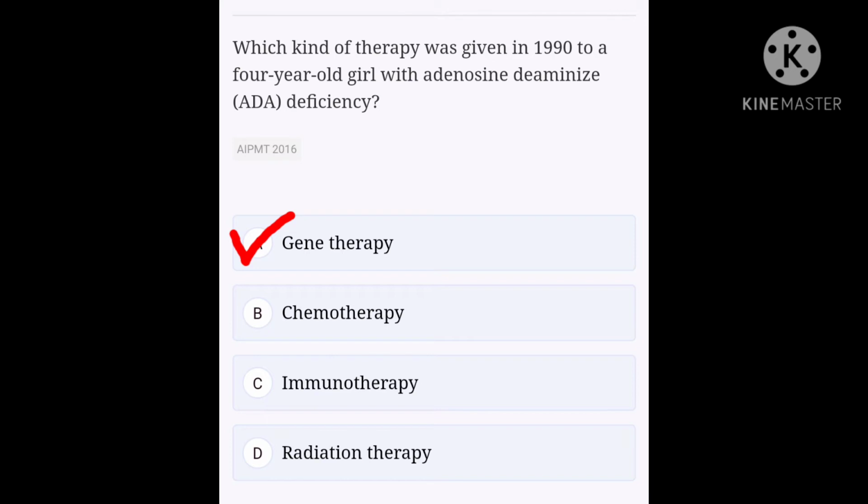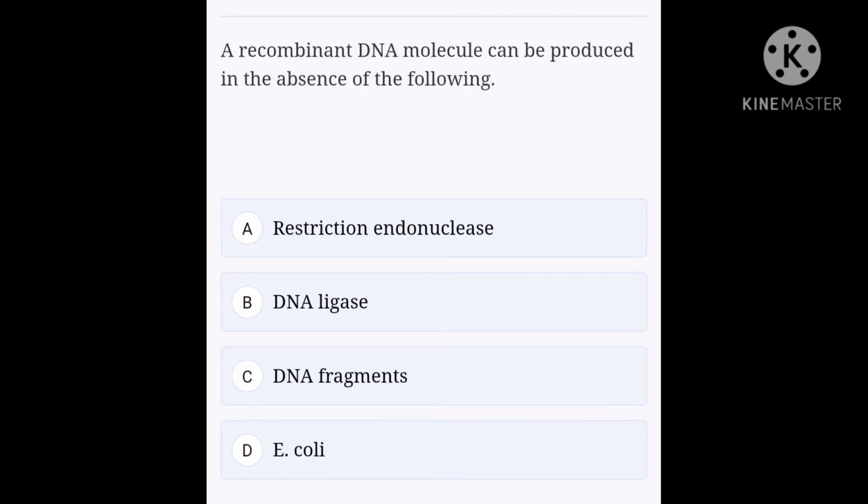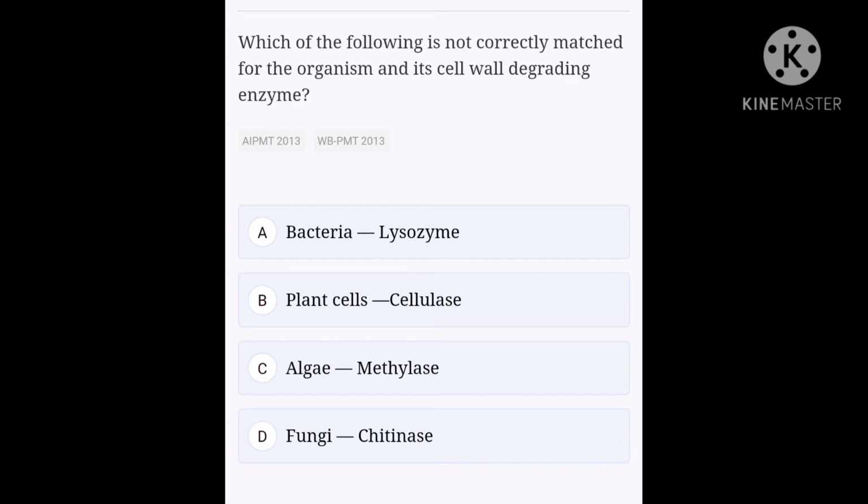Okay, let's see our next question. A recombinant DNA molecule can be produced in the absence of the following: option A, restriction endonuclease, option B, DNA ligase, option C, DNA fragments, option D, E. coli, and the correct answer is D, E. coli. Next question. Which of the following is not correctly matched for an organism and its cell wall degrading enzyme?